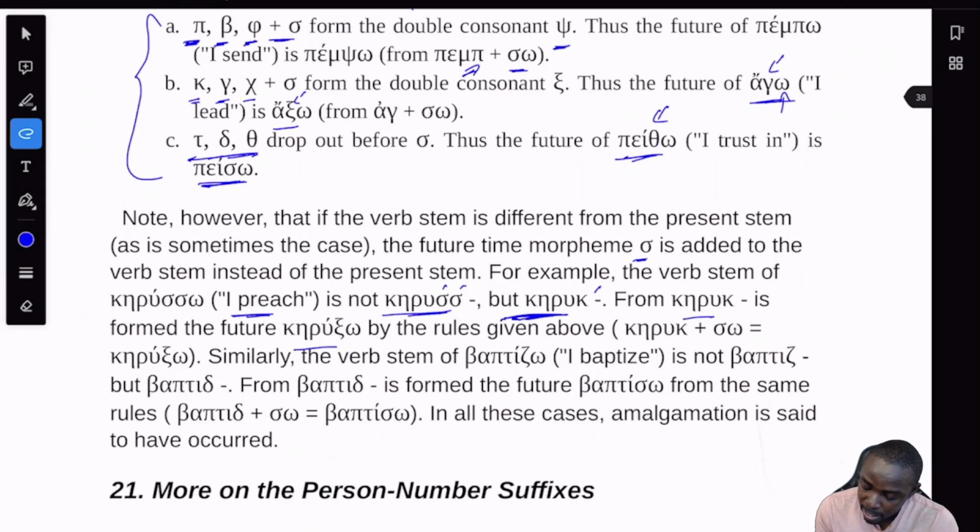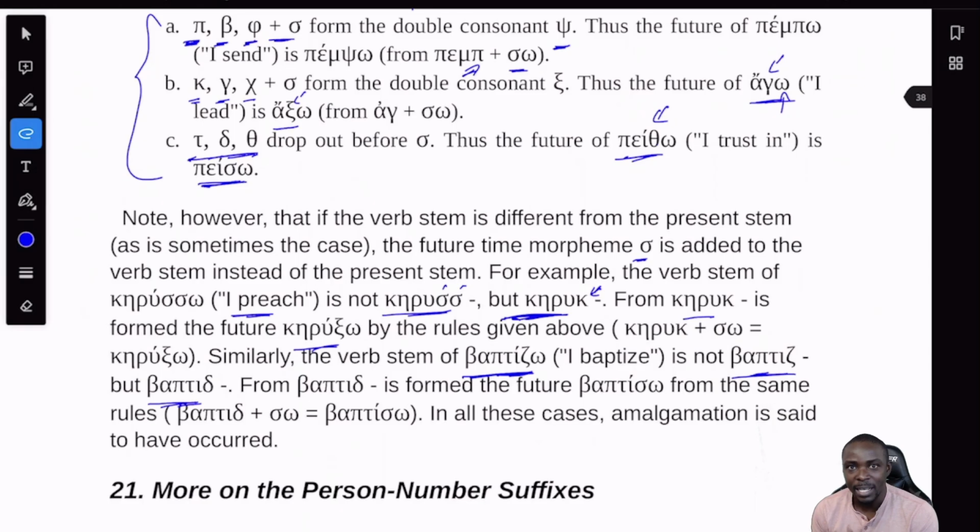Why? Because there's a kappa here. And whenever there's a kappa and a sigma, you get a xi, by the rules given above, right? Similarly, the verb stem of baptizo, I baptize, notice, is not baptiz. Even though you have baptizo here, the verb stem is baptid.